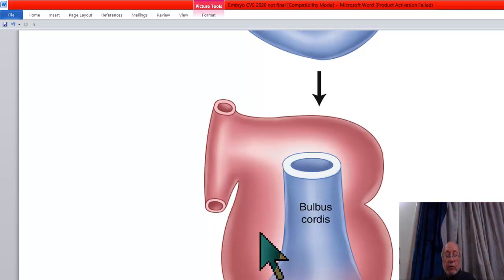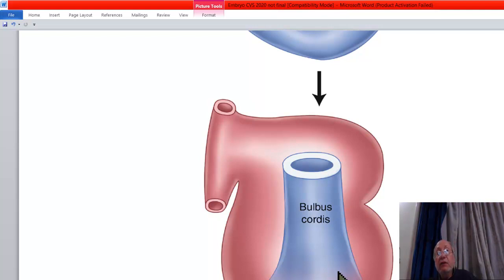Then the proximal part of the bulbus cordis is absorbed into the common primitive ventricle to form a common chamber called bulboventricular chamber.